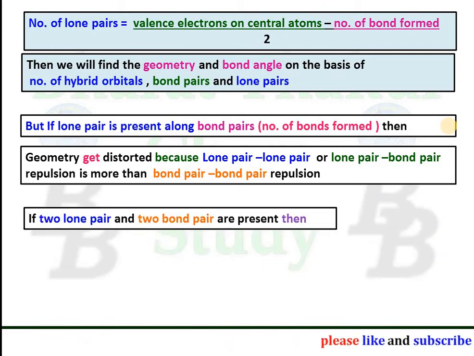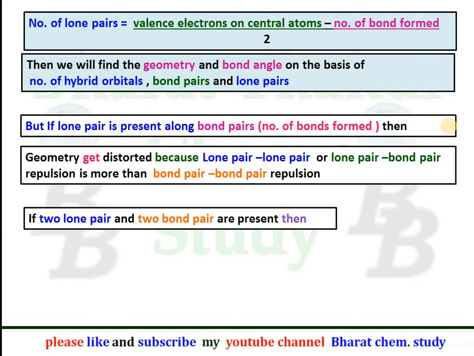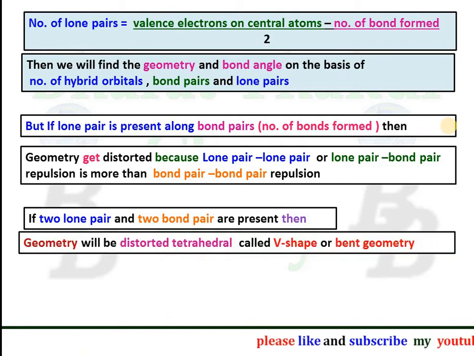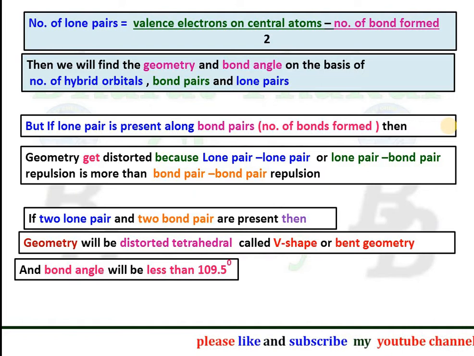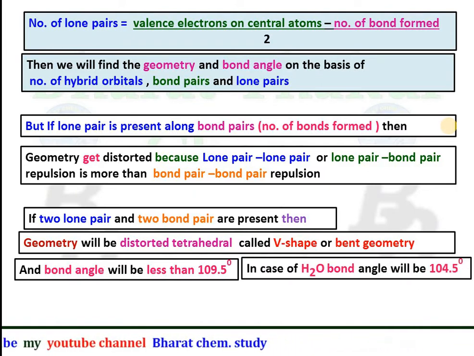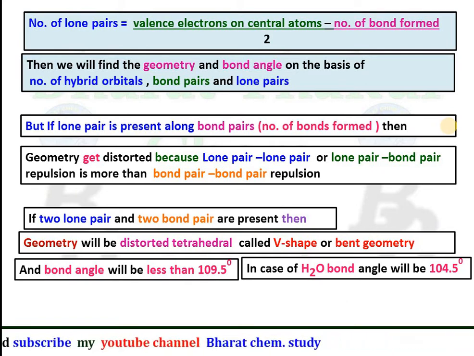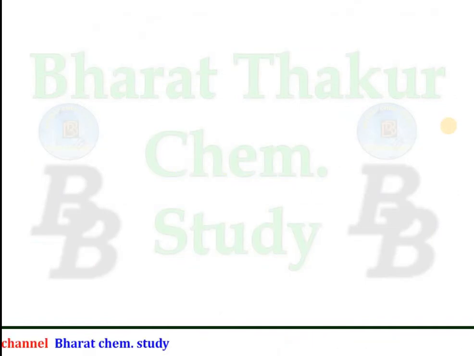In the case of ammonia, the bond angle will be 107 degrees. Similarly, if 2 lone pairs and 2 bond pairs are present, again the total number of electron pairs is 4, so it is also expected to have tetrahedral geometry with bond angle 109.5. But due to the presence of 2 lone pairs, it has a distorted tetrahedral geometry, and when 2 lone pairs and 2 bond pairs are present, that geometry is called V-shape or bent geometry with bond angle less than 109.5. For example, in water there are 2 lone pairs and 2 bond pairs. Therefore, in the water molecule, the bond angle will be 104.5 instead of 109.5.